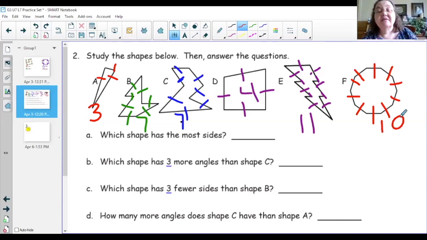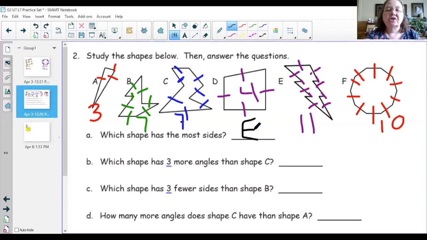Ooh, now that I've done that, I can answer the questions. So I would like you to pause it for a moment and try to answer those 5 questions that go with it, and then we'll go over it. Okay, let's look at A. It says, which shape has the most sides? Did you choose E? Because E has 11.